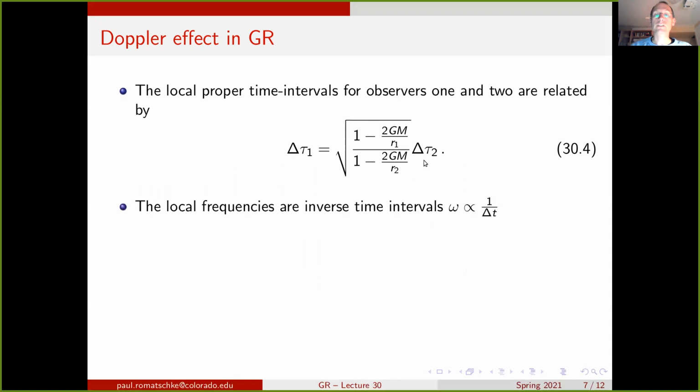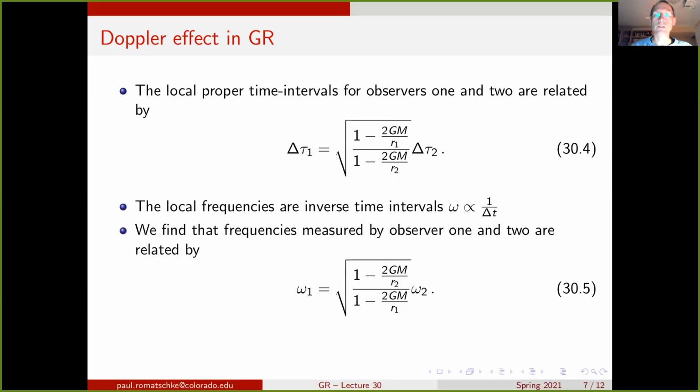So this relates the proper time increment for observer 1 and observer 2. Now, if there is an observer that is measuring some frequency, a frequency is nothing else but an inverse time interval. So this means that if observer 1 is receiving or emitting a signal, which is then emitted or received from observer 2, the two frequencies that these two observers will measure are given by the relation, which is just the inverse of the relation for the proper time increments.